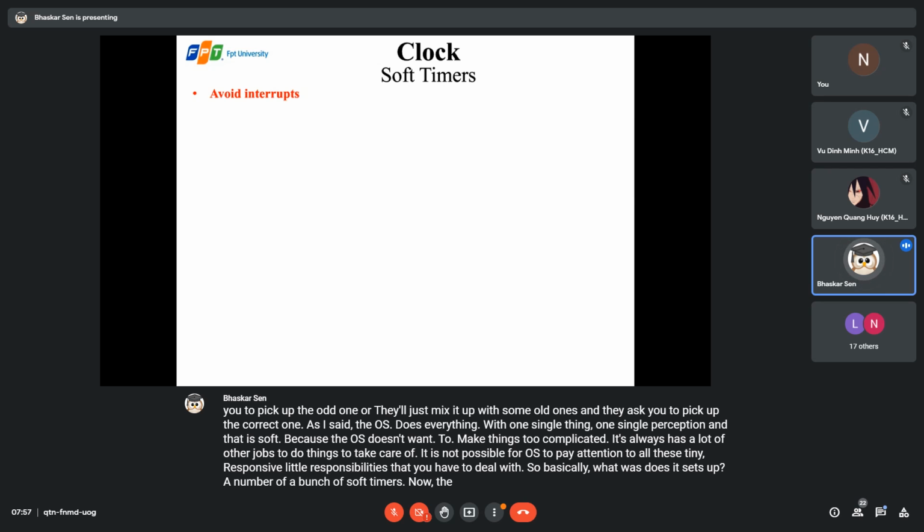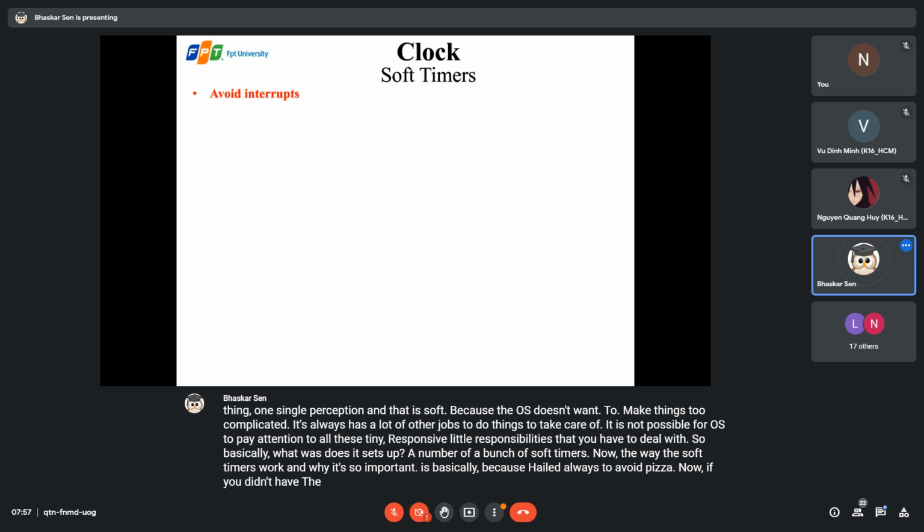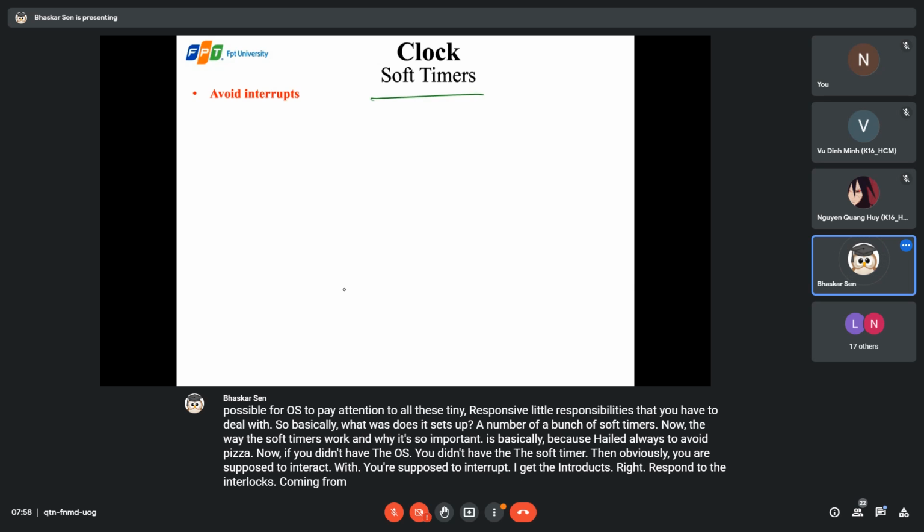Now the way the soft timers work and why it is so important is basically because they help the OS to avoid interrupts. Now, if you didn't have the soft timer, then obviously you are supposed to get the interrupts, right? Respond to the interrupts coming from the clock.